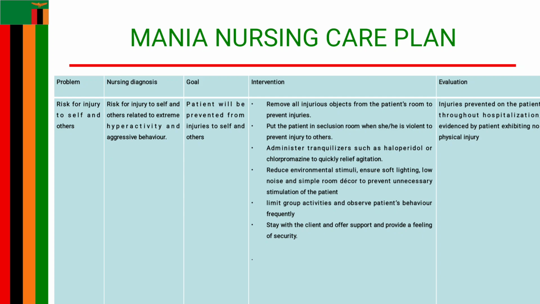So on evaluation, you can say injuries prevented on the patient and on others throughout hospitalization, evidenced by patient exhibiting no physical injuries. So in terms of the nursing care plan for mania, that is how we can write. And remember, these problems can also apply in other psychotic disorders, inclusive of schizophrenia and many other psychotic disorders.